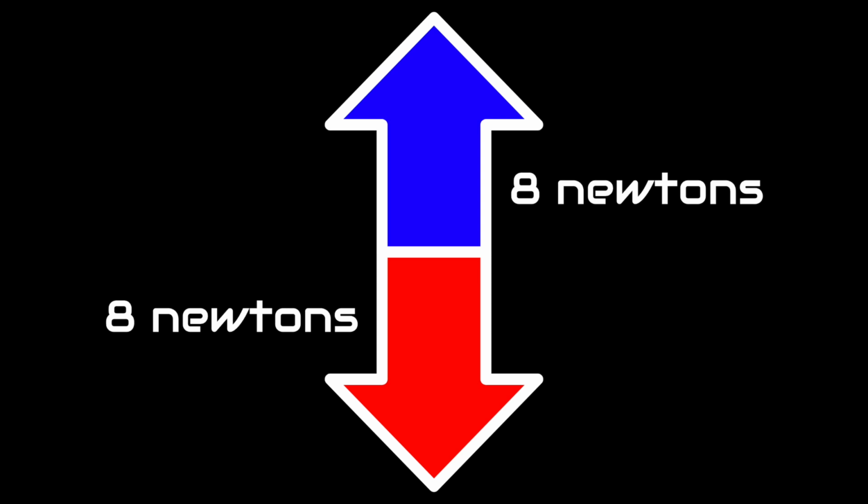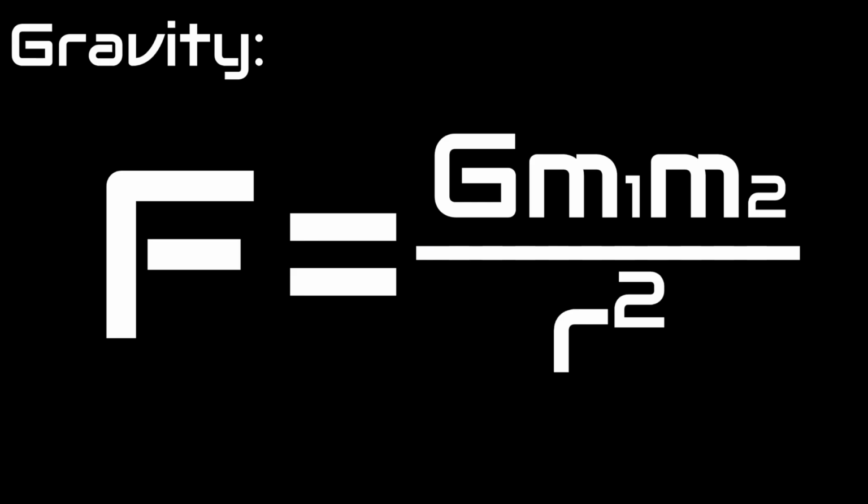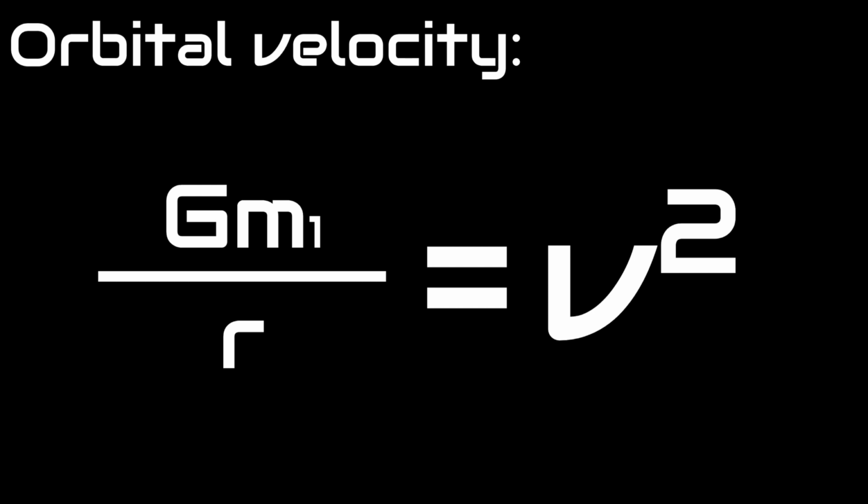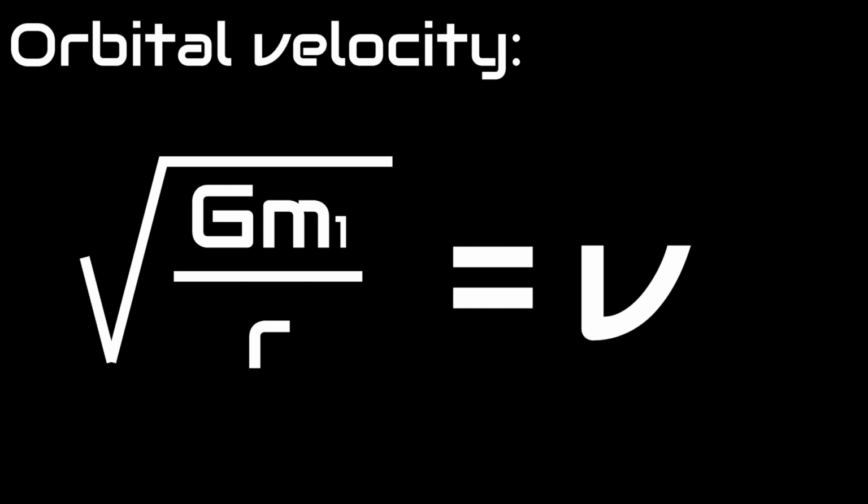Orbiting is just a balance between gravity and centripetal force. To stay in orbit, the force from centripetal force must be equal to the force from gravity. Therefore, we can set the equations for each force equal to each other and solve for velocity. As you can see, orbital velocity is equal to the square root of the gravitational constant times the mass of the object being orbited divided by distance from the center of the object.